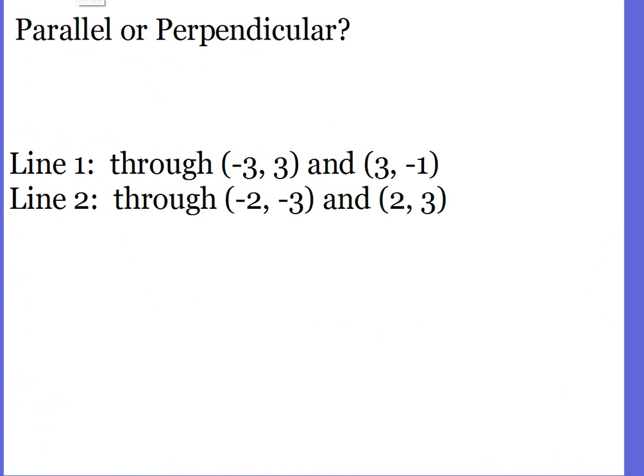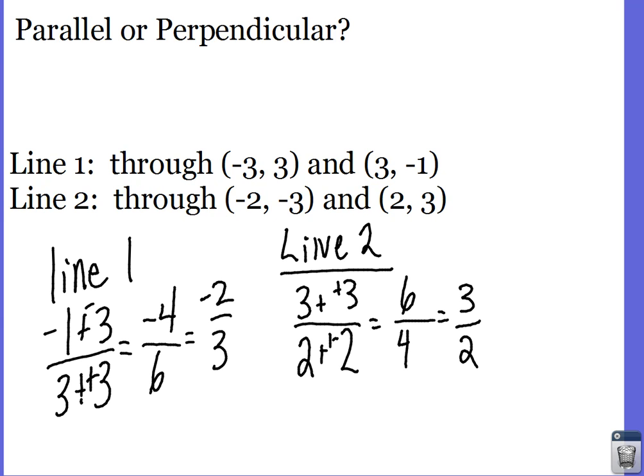Okay. Next example, parallel or perpendicular. So at this time, go ahead and pause the video to find the slope. All right, you should have found that the slope of line 1 is negative 2/3 and the slope of line 2 is 3 over 2.